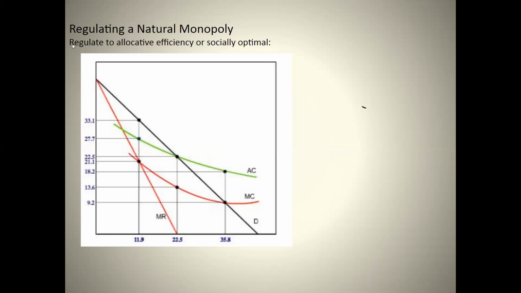So the first way to regulate the natural monopoly would be to regulate it to allocative efficiency. What if we wanted to regulate the monopoly to the point of it being allocatively efficient? So what's the profit maximizing quantity output? Let's look at our graph here. Where would MC equal MR? So right here. I'm going to grab red.